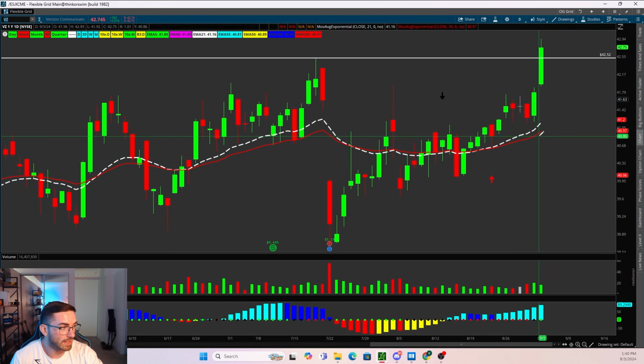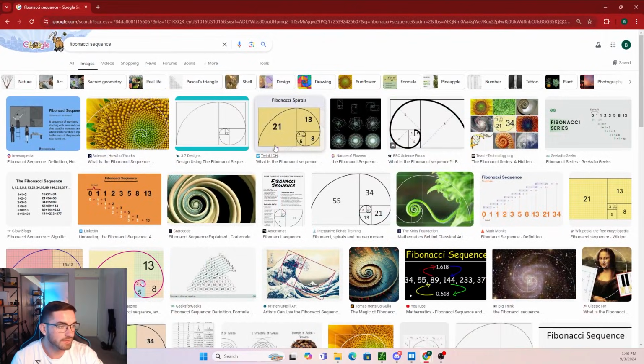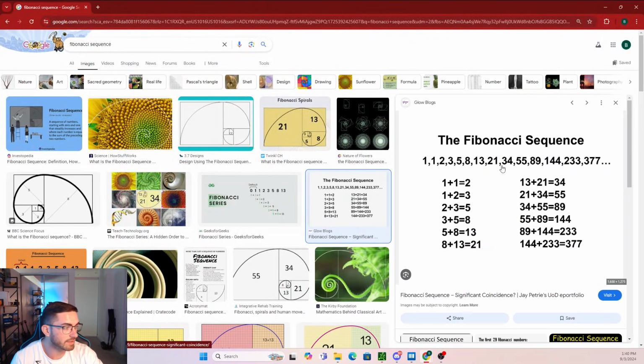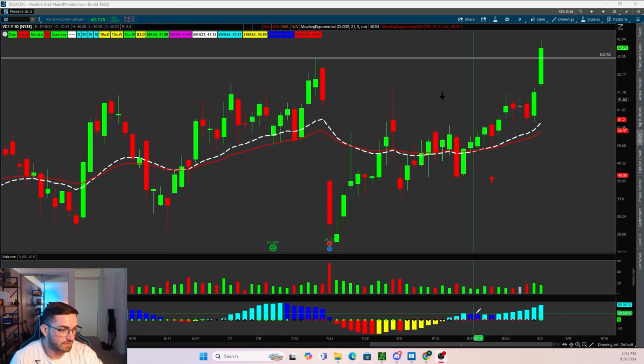So the first 2 indicators I use are the 21 and 34 EMA. Now the reason why I use these 2 EMAs is simply due to the Fibonacci sequence. If you guys aren't too familiar with what the Fibonacci sequence is, there's tons of videos on YouTube that you can watch, but as we can see from the Fibonacci sequence, we have 21 and 34, which is why I use those 2 EMAs. And then other than that, I like to use the TTM squeeze.